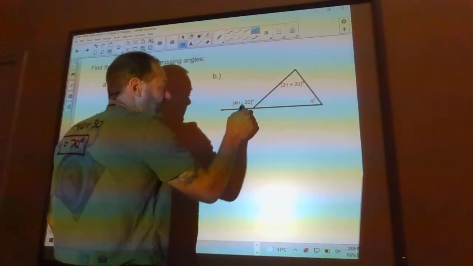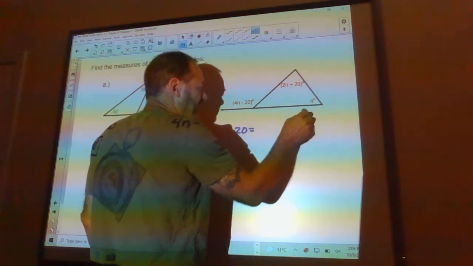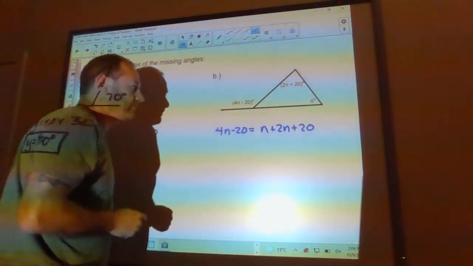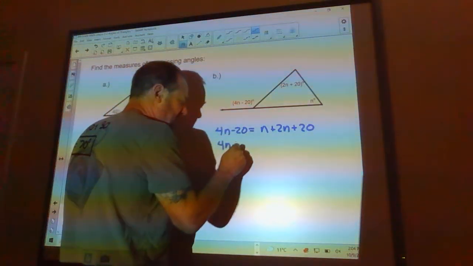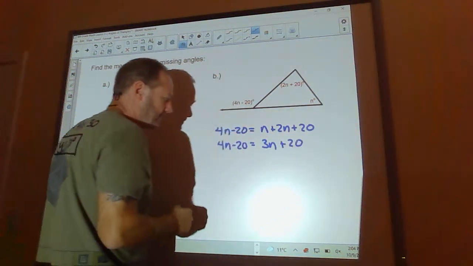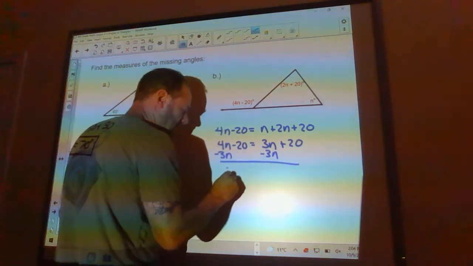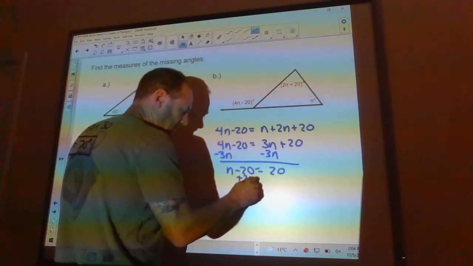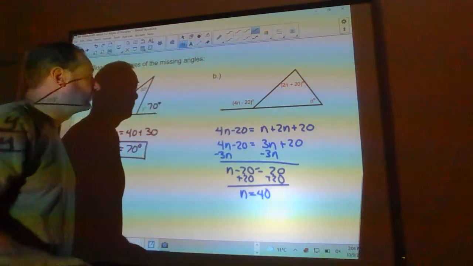All right, this one's a little harder. Now this one I know that the exterior angle is equal to the sum of the remote interior angles. So it's equal to n plus 2n plus 20. And so now I'm going to just solve this for n. So I can combine my like terms here. I can move my n terms all to one side. I can move all my numbers to the other side. n is 40.